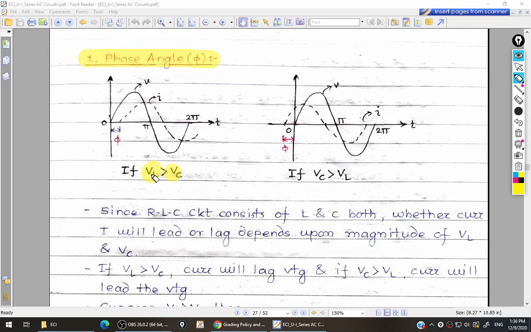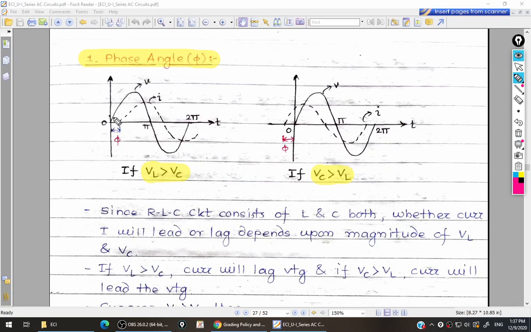If your VL is greater than VC, your circuit will be inductive. If VC is greater than VL, the circuit will be capacitive, and if they are equal, then your circuit is resistive. Here we are considering that VL is greater than VC, which means your circuit is inductive, and we know that in an inductive circuit the voltage is leading and the current is lagging.